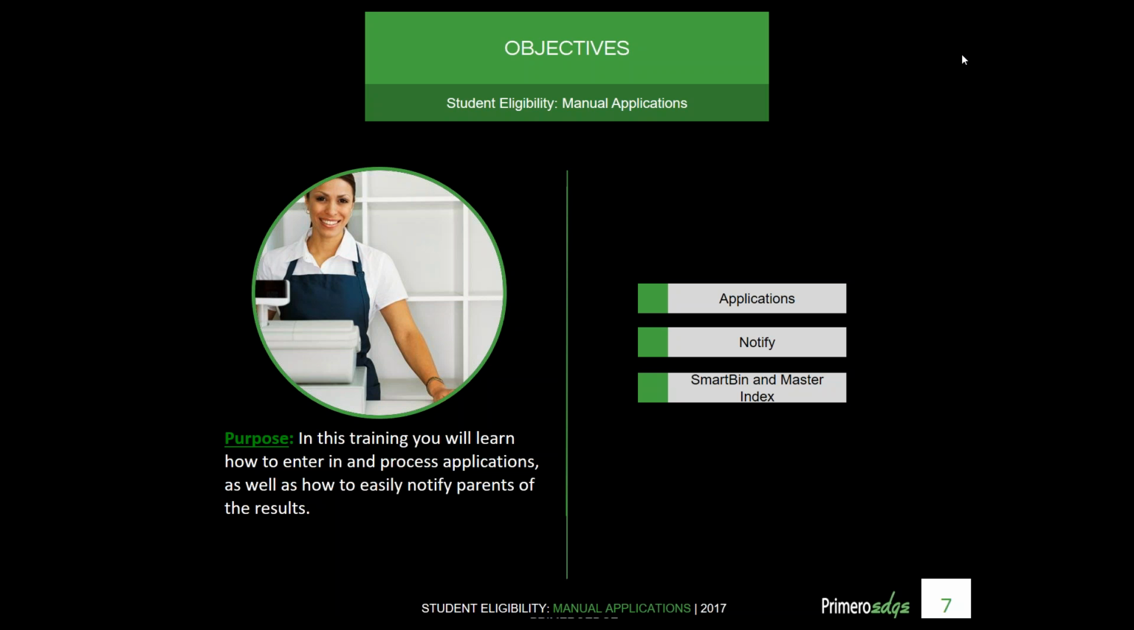Today, we will be discussing applications. How do we manually enter an application into Primero Edge for those families who may not have access to School Cafe and online apps? We will also look at how to notify those parents of the status of what their application resulted as. And then finally, we will look at the Smart Bin and then Master Index. The Smart Bin is where any pending students or pending applications, as well as any deleted applications will be.